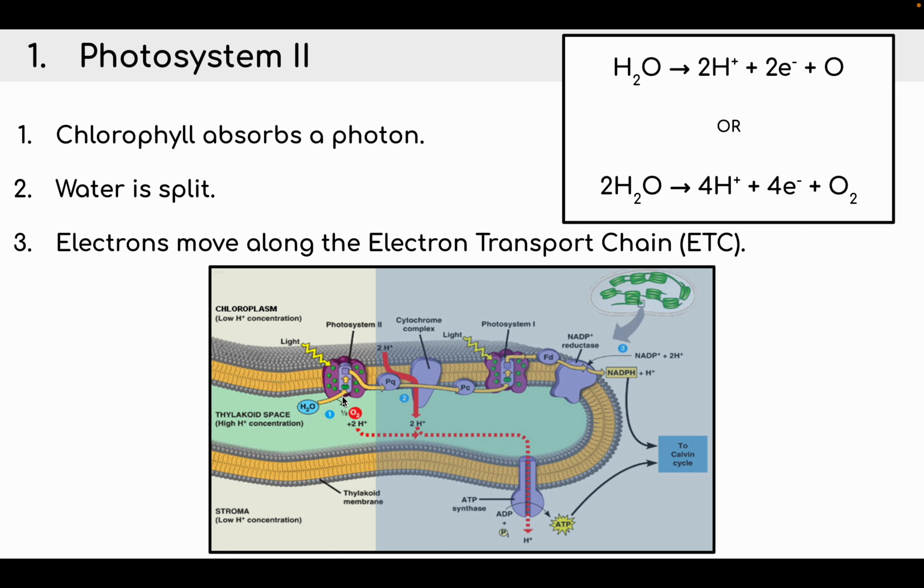Water is split into its components. And so you can see the formula up here. Water is split into 2 protons, 2 electrons, and an oxygen atom. And the electrons from the water molecule, they don't just float around in the thylakoid space. They actually are the ones that replace the electrons on chlorophyll.